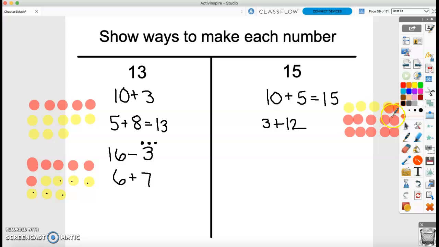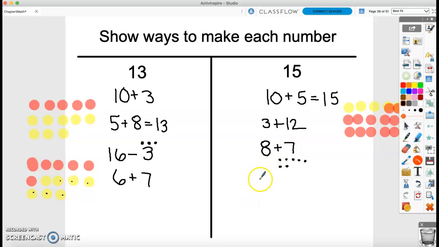Let's see, if I started with 8, and we wanted to get up to 15, I'm going to just draw some dots. 8, 9, 10, 11, 12, 13, 14, 15. So I have 5 across and 2 more. That would be 7.